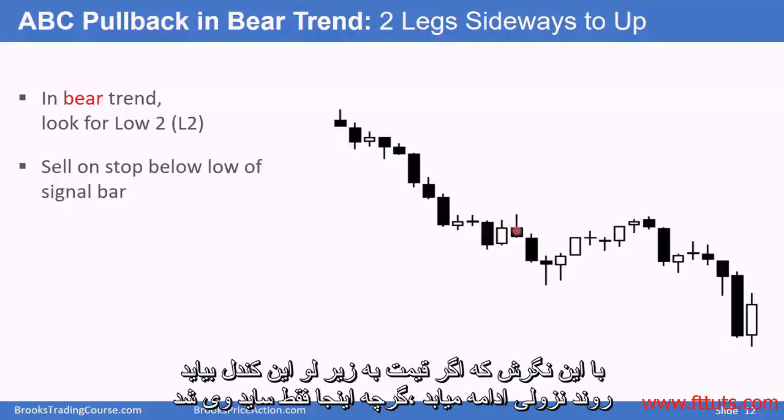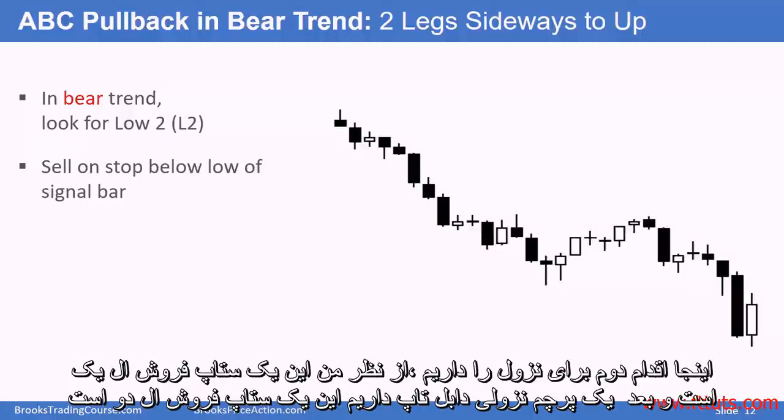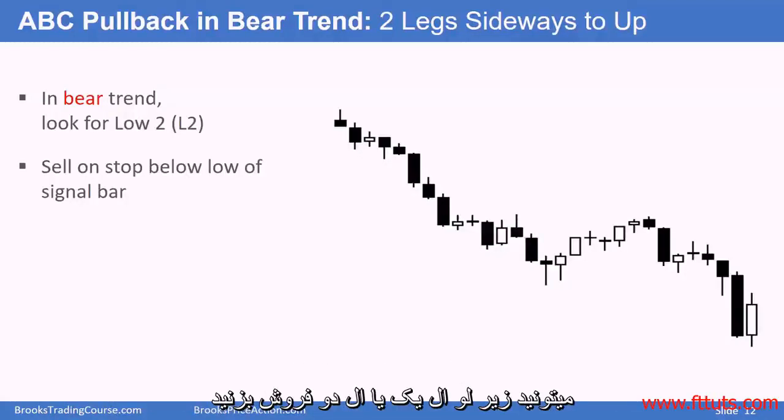Here, it simply went sideways, and here's a second attempt to go down. For me, this is a low 1 short, and then we have a double top bear flag. That's a low 2 short. So you either sell there or you sell below this bar here.